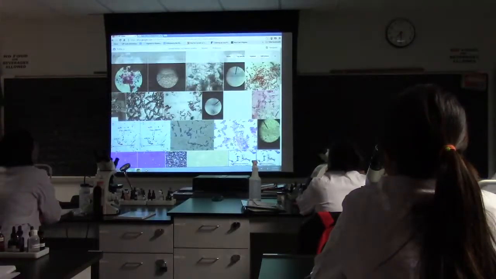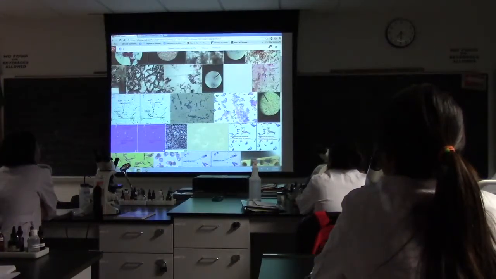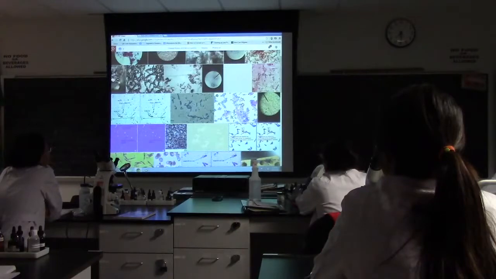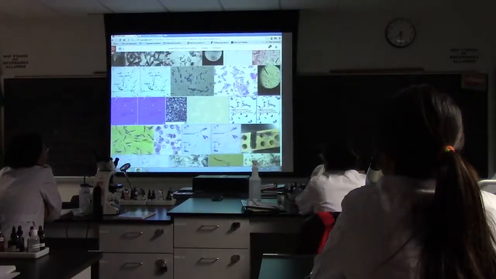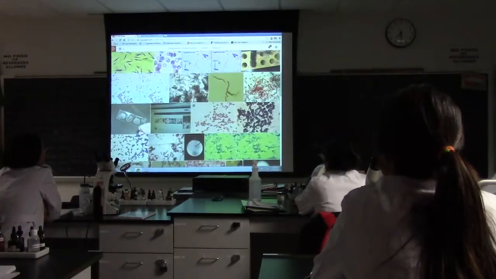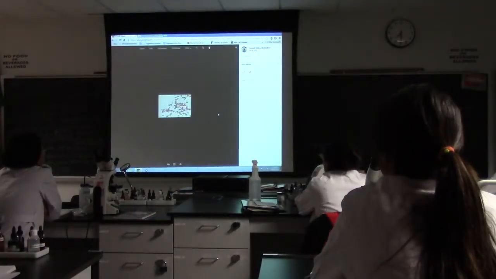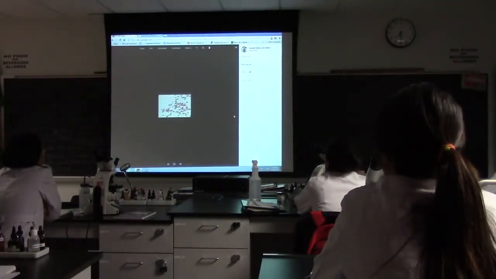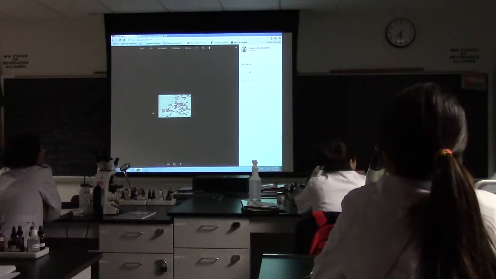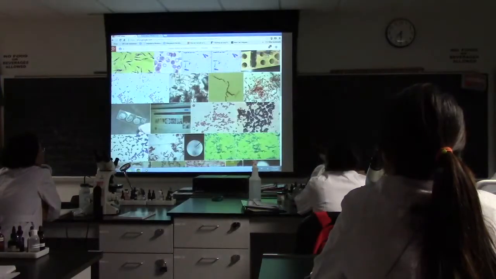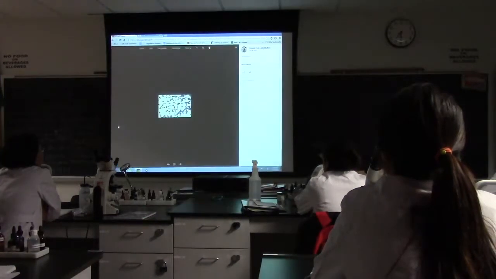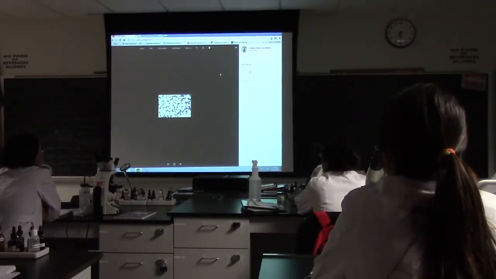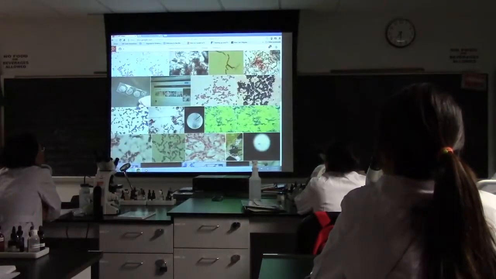Okay, let's go back and see if we can find something. Let's see what else we can find here. This one. Rods, all pink. Rod, nothing's perfectly round. Remember, if you see one, we're not talking about one. Look at this one. Rod, all purple. So what is it? Gram-positive rod.